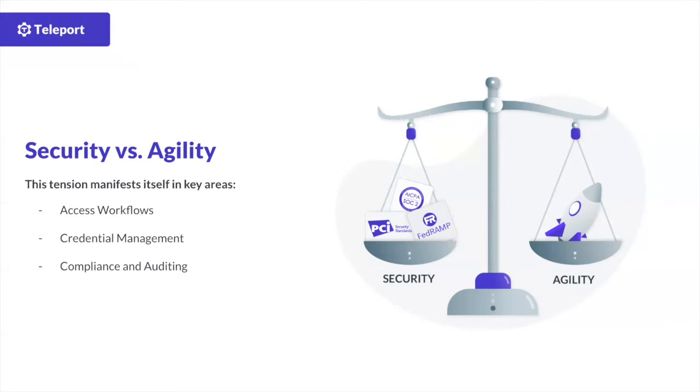And so you strike that balance, and it comes in really this tension where we see it manifesting in three areas. Access workflows. Does user A have access to this? Do they need access to this? What is the process of getting that person access to said resources?